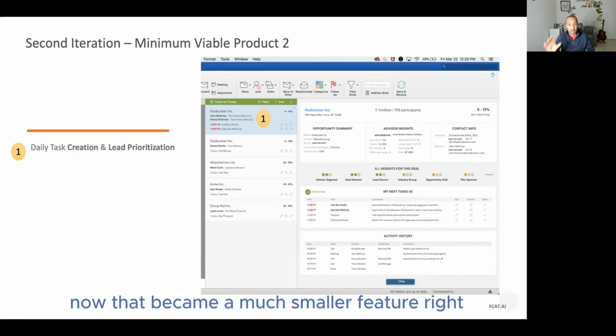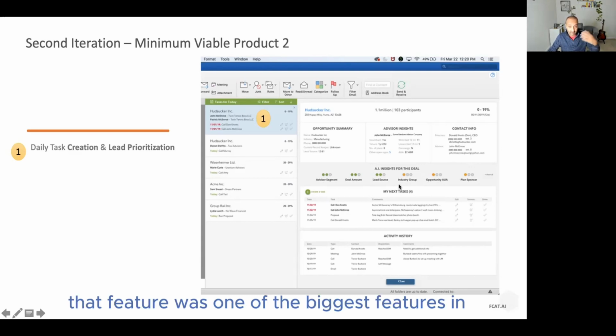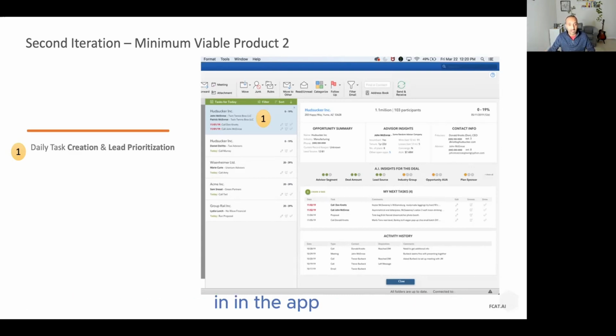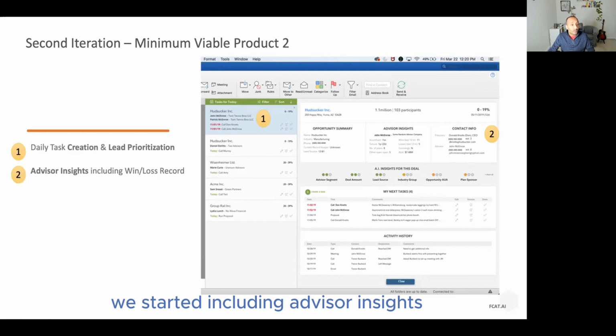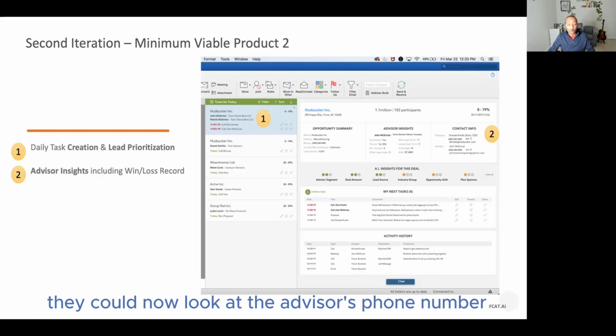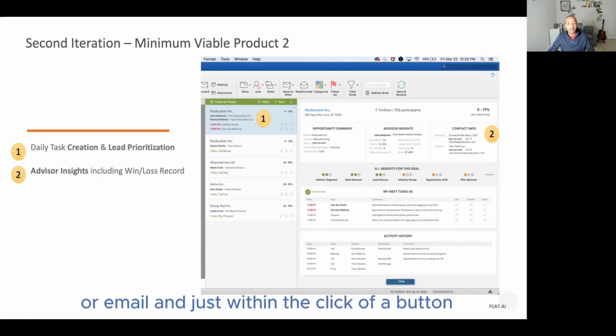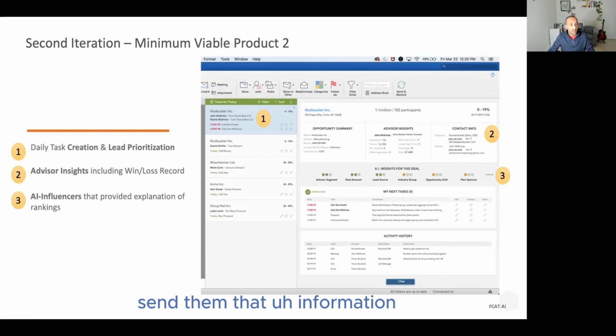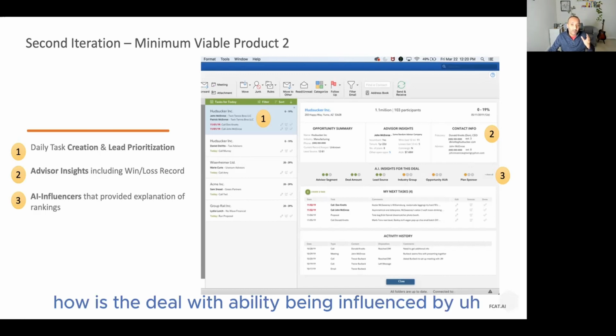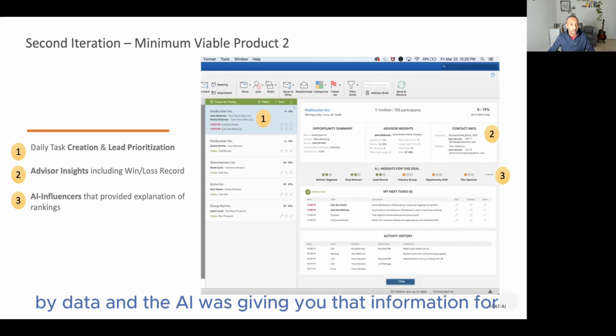Now that became a much smaller feature. Earlier, that feature was one of the biggest features in the app. Two, we started including advisor insights such as win-loss records. They could now look at the advisor's phone number or email, and just within a click of a button, send them that information. Three, we started including AI rankings or the explanations of those rankings, and we started calling them AI influencers, which is how the deal winnability is being influenced by data, and the AI was giving you that information.